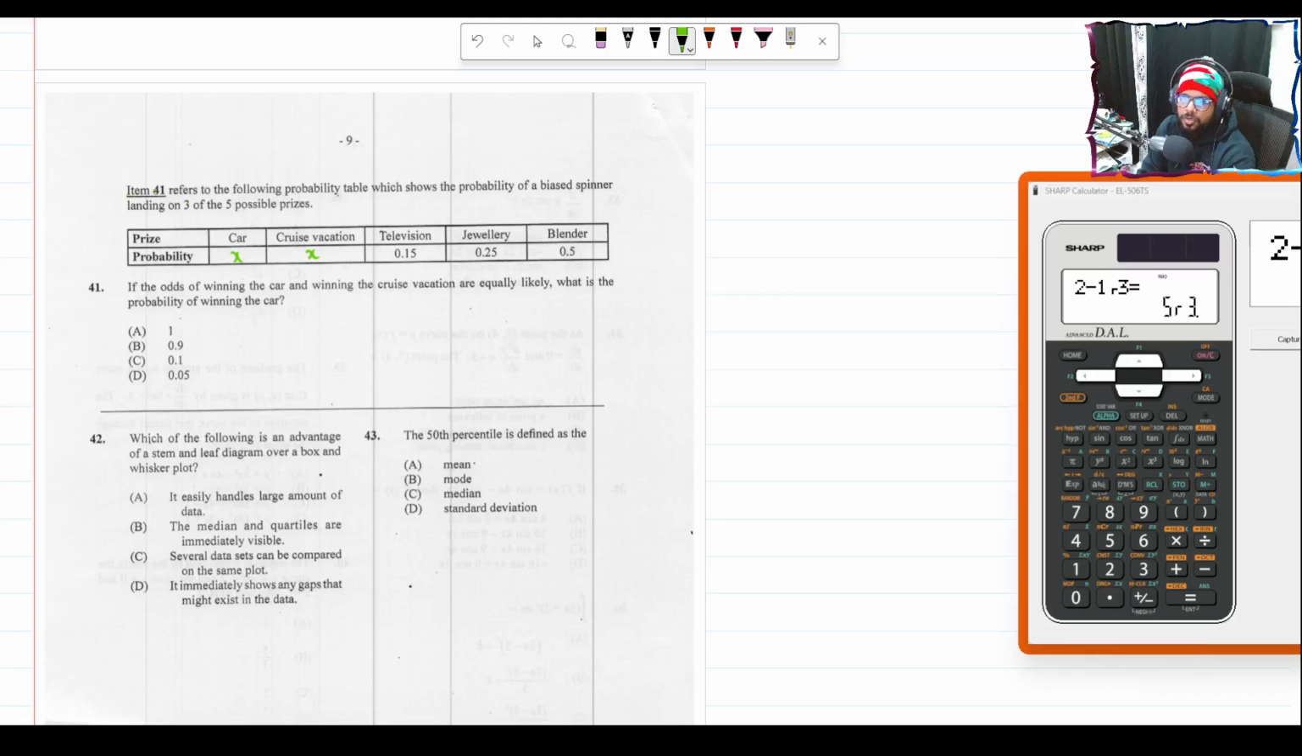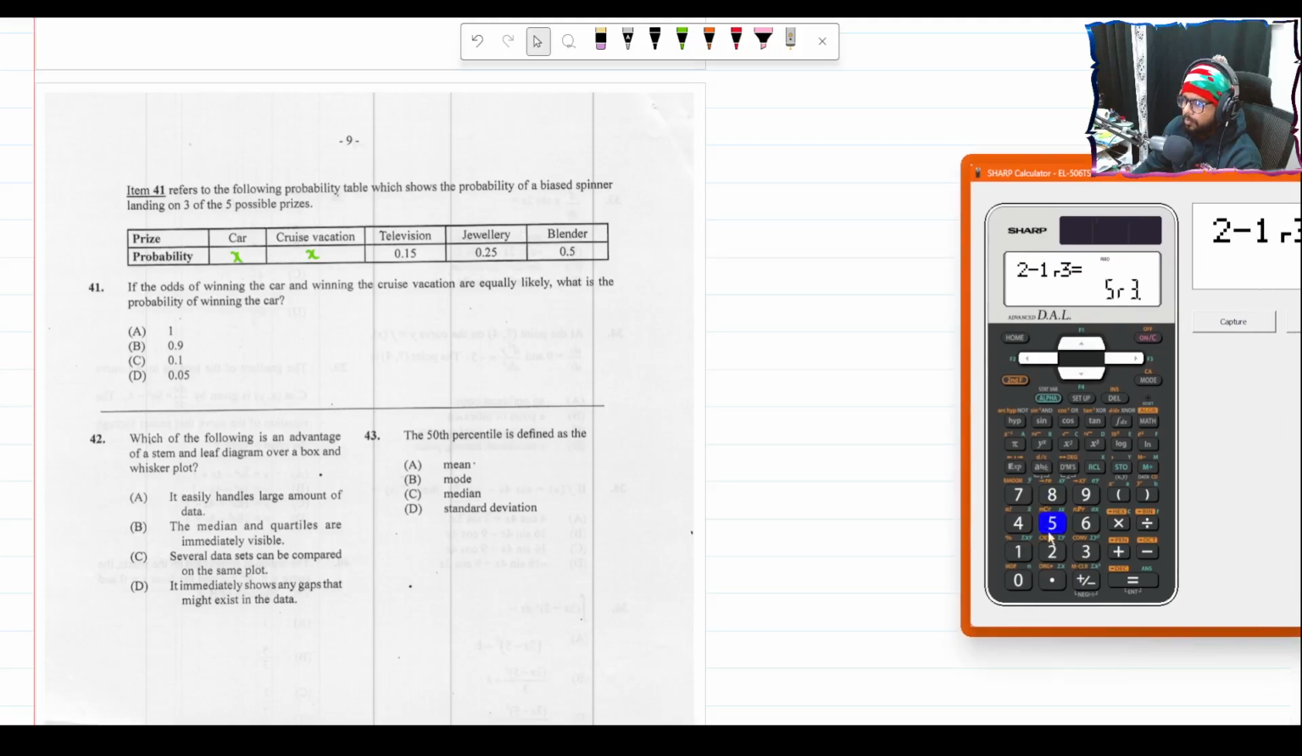Please read your instructions. Item 41 refers to the following probability table, which shows the probability of a biased spinner landing on 3 of the 5 possible prizes. If the odds of winning are equal, those two will be equal. When I add up all of these probabilities, I am going to get 1. So, adding up all of them, I will get 2x here, right? So, 0.15 plus 0.25 plus 0.5 is 0.9.